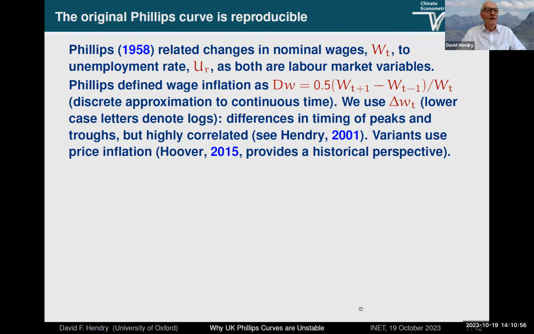So what's the original Phillips curve? Well, he related changes in nominal wages, delta W_t, to the unemployment rate, U_R, as both are labour market variables. And being a continuous time band, he took a discrete approximation, which is half W_{t+1} minus W_{t-1} over W_t, which is his measure of wage inflation. We're just going to use delta W_t, as I mentioned. There's differences in timing of peaks and troughs, but they're very highly correlated, as I showed 20-some years ago.